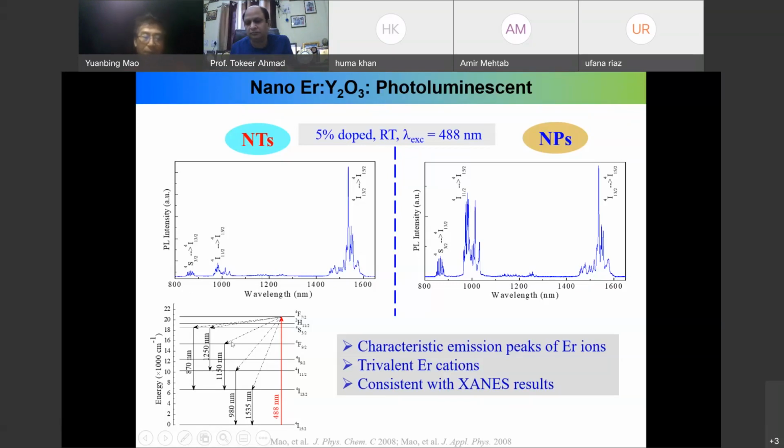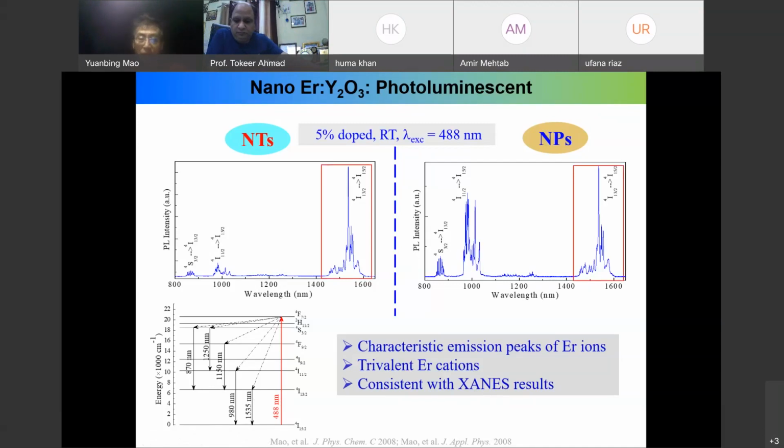That means this is not really a highly populated emission transition. 1250 is somewhere here. You see these are the peaks here, and then most importantly there are some peaks around this 1535 nanometers, right? So for both samples, we can see these peaks as well. So that's one important thing, right? And also this photoluminescence spectrum data is consistent with the X-ray absorption results we just discussed.